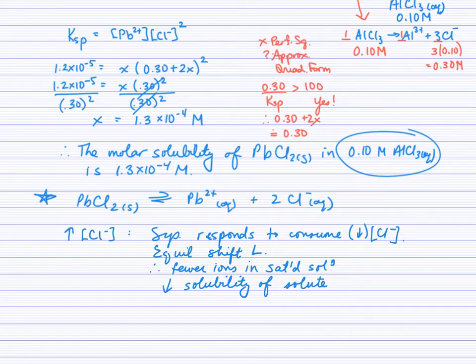So when you introduce an ion that's present in the solubility equilibrium, you reduce the solubility of the solute, and this is called the common ion effect. So we can apply Le Chatelier's principle here, and we can also prove that in our calculations above.